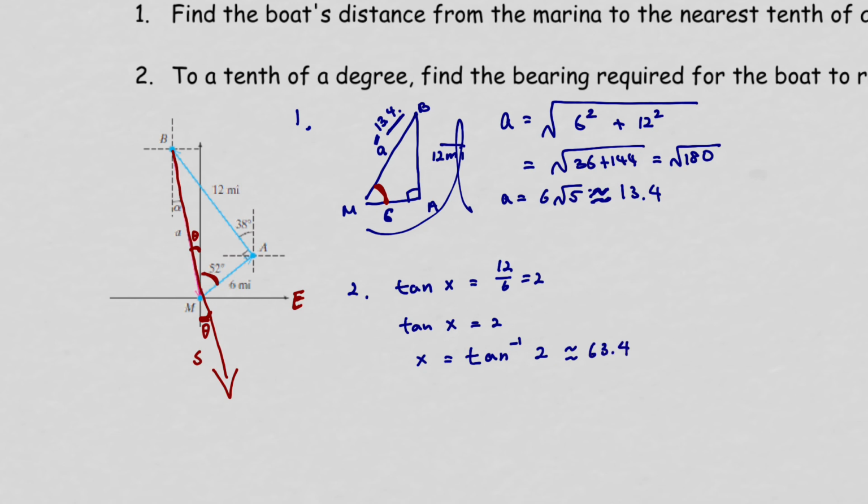So now this angle right here is 63.4. When you subtract 52, you're going to get theta, and that's going to be 11.4. So your bearing is going to be south 11.4 degrees east. That will be the bearing of this red direction, right? These directions.